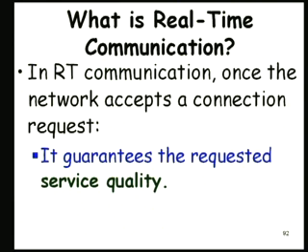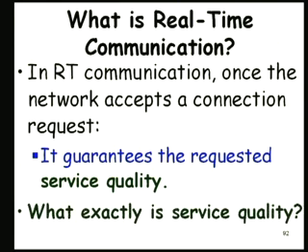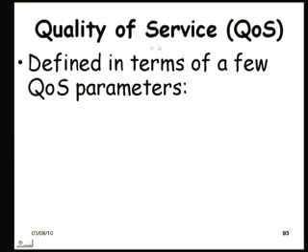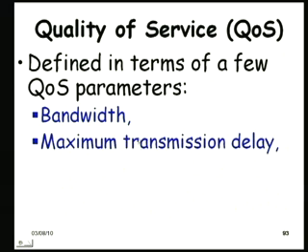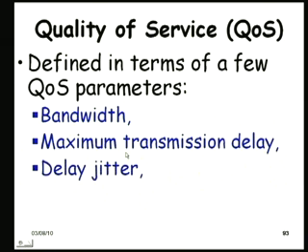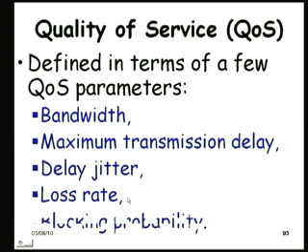So, the term service quality is appearing again and again, and let us elaborate on this. What exactly do we mean by a service quality that is requested by the application and also guaranteed by the network? The service quality, or the QoS, as it is commonly referred to, is defined in terms of a few parameters. The parameters are the bandwidth requirement, that is the speed of transmission, the maximum delay that can be permitted for the data to be delivered, the jitter that may be tolerable, the worst case jitter that can occur, the loss rate that may be permissible, and the blocking probability that may be acceptable to the application.